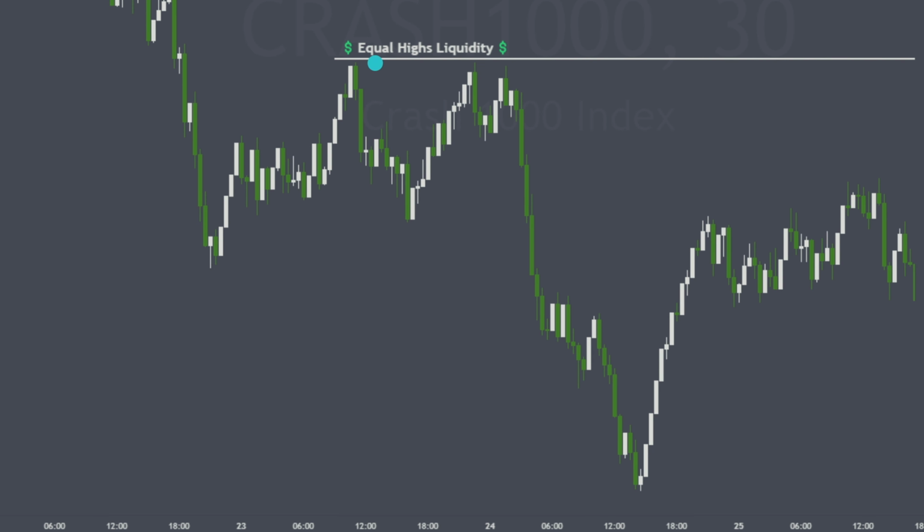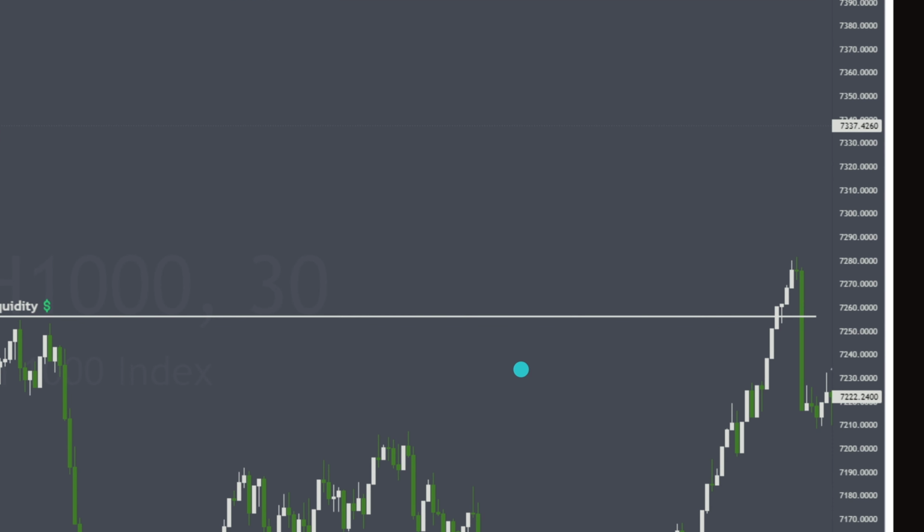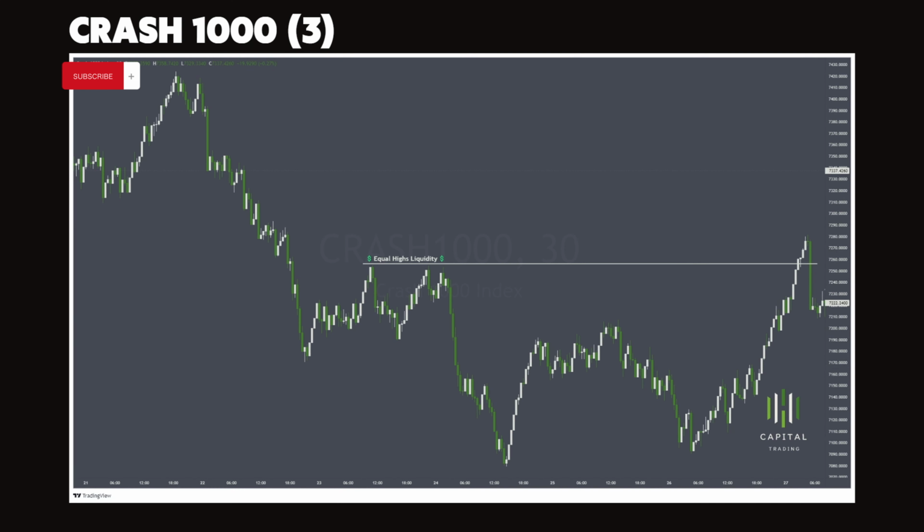Now let's look into the third example of the equal highs liquidity, Crash 1000. So we had these 2 equal highs being formed, and then price dropped. So let's see if they're going to reach into those. And they definitely did that after some time. They definitely did attract equal highs liquidity.